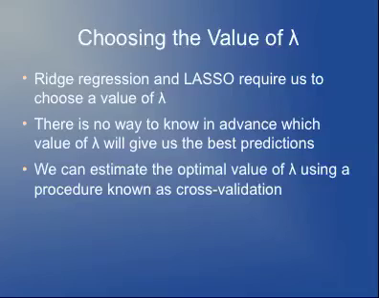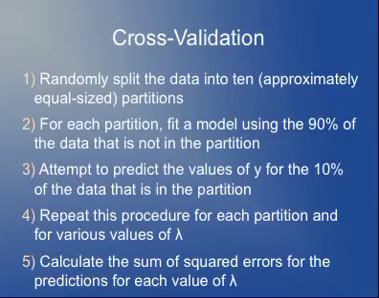And here's an outline of how cross-validation works. Rather than splitting your data in half, you split it into about 10 partitions, and then you cycle through the partitions one by one. So say you start with partition 1, then you exclude partition 1 from your model, fit the model using partitions 2 through 10, and develop a model on that for various different values of lambda. Then for each different value of lambda, try to predict the values of y in partition 1. Then repeat the process for partition 2.